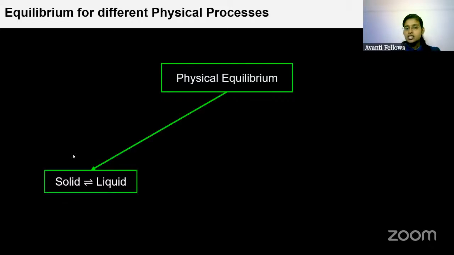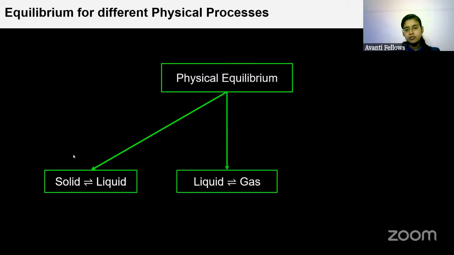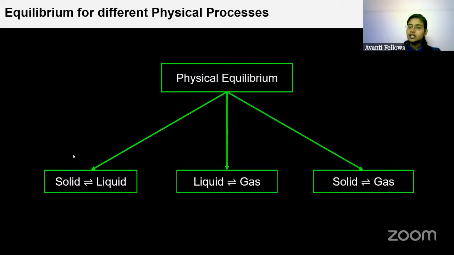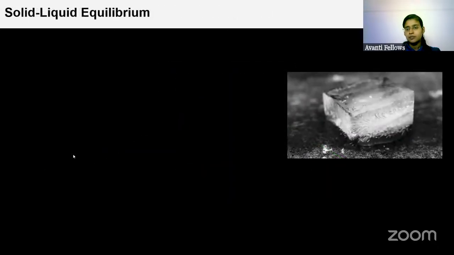First of all, solid can be in equilibrium with the liquid, the liquid can be in equilibrium with the gas, and the solid can be in equilibrium with the gas. Solid-liquid equilibrium, liquid-gas, and solid-gas. I will give you one example under each case so that you can understand this better. It is a way of understanding the concept using some objects. First, let me go ahead with solid-liquid equilibrium.